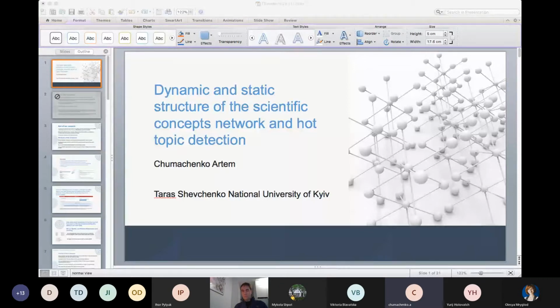And we construct some network out of these concepts, and we develop some methods to find the structure of this network, and of course, the main and very interesting point: how to find the hot topics out of the dynamics of this measure. We will talk about this in this talk.